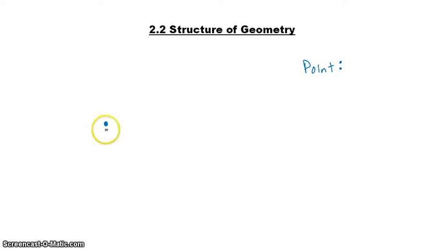If this point represents the town of Delano, I'm going to use a capital D to name that point. The notation for a point is a capital letter. Notice that there is no symbol for a point. There's no dot in front of or behind the point or the letter D. It's just a capital letter D.